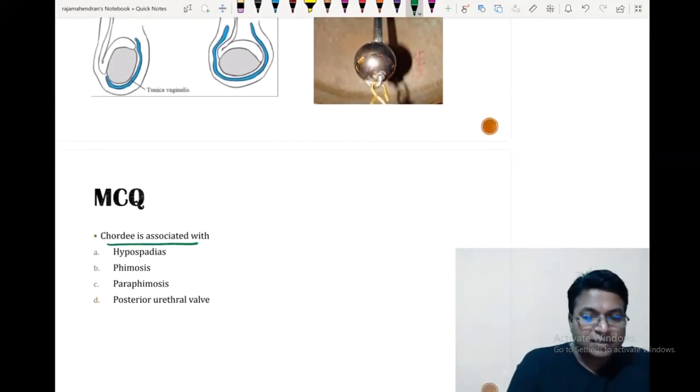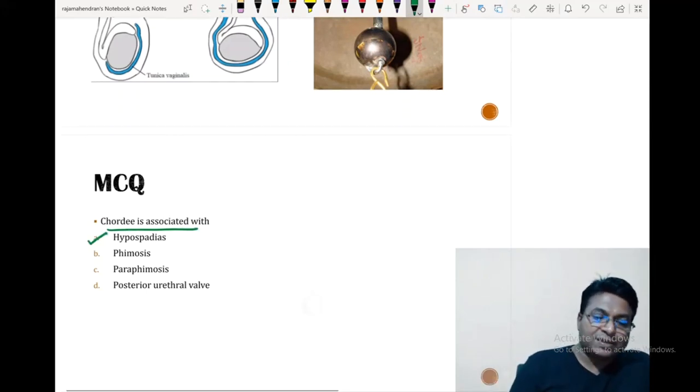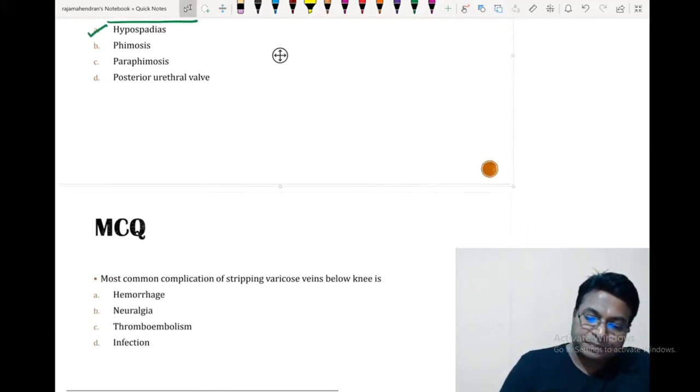Chordee is associated, all these are FMG questions, old pattern FMG questions. This is associated with hypospadias. Ventral chordee will be seen.